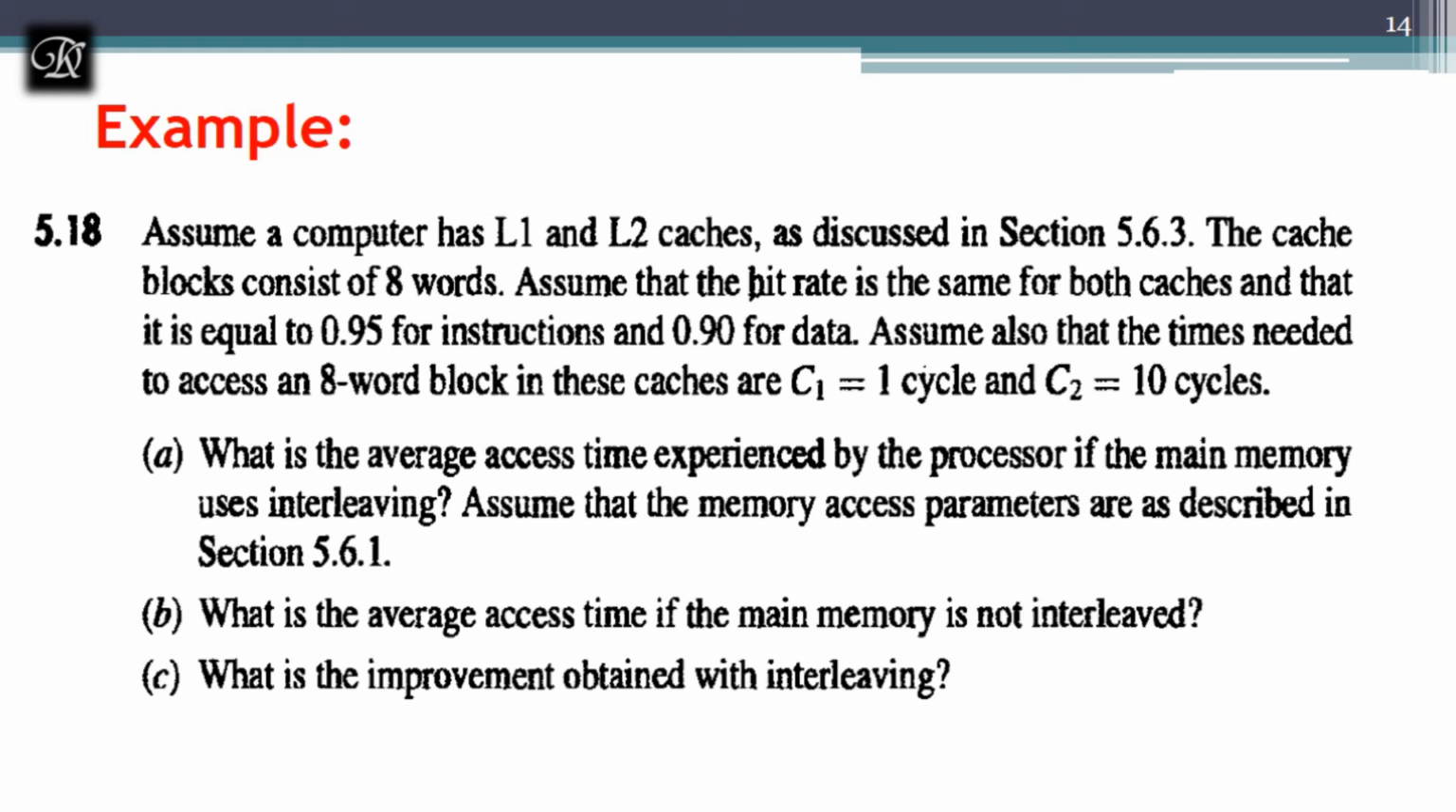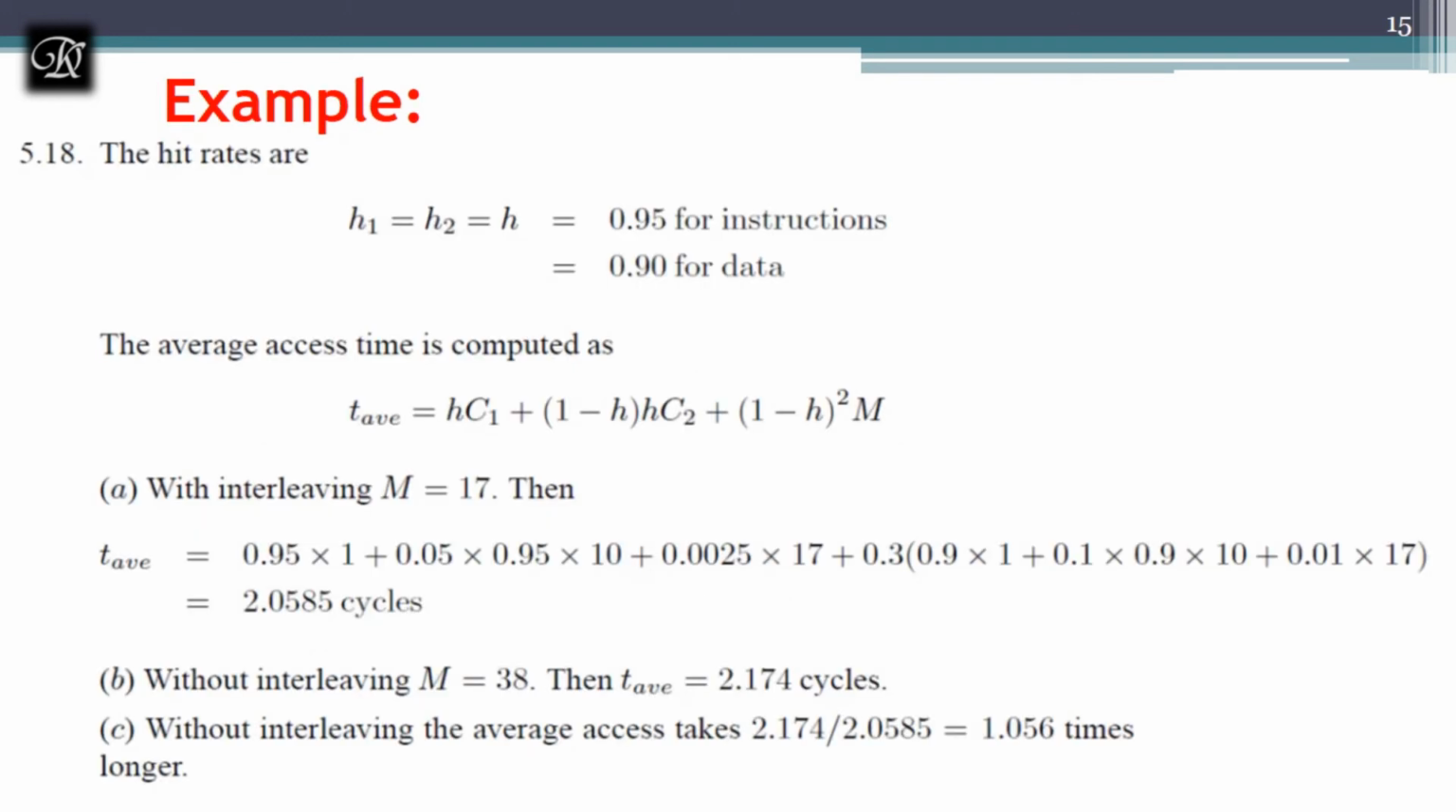So accessing data at cache level 1 takes 1 clock cycle, and at cache level 2 it takes 10 clock cycles. What is the average access time experienced by the processor if the main memory uses interleaving? What is the average access time if the main memory does not use interleaving? What is the improvement obtained with interleaving? First we have to calculate with interleaving, second without interleaving, and finally calculate the difference. The values of H1 and H2 are the same, 0.95 for instructions and 0.9 for data. The formula is as we have written before.